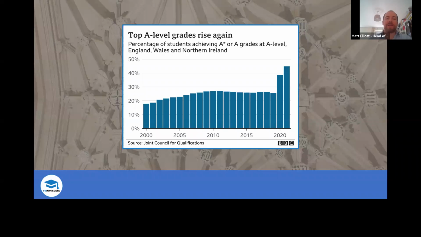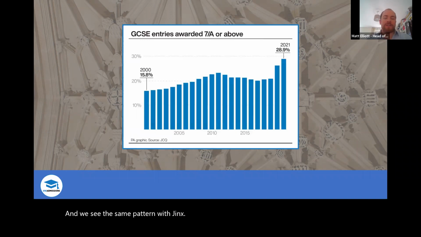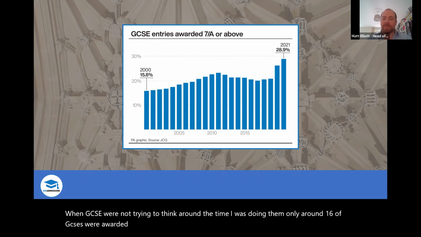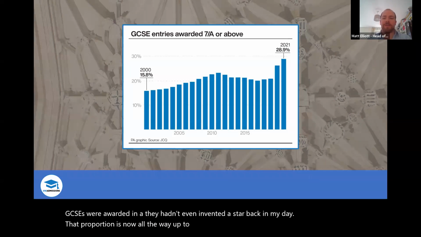Yeah, and we see the same pattern with GCSEs, where, when I was doing them, only around 16% of GCSEs were awarded an A. They hadn't even invented the A star back in my day. That proportion is now all the way up to nearly 30%. So we're looking at not a million miles off doubling again.